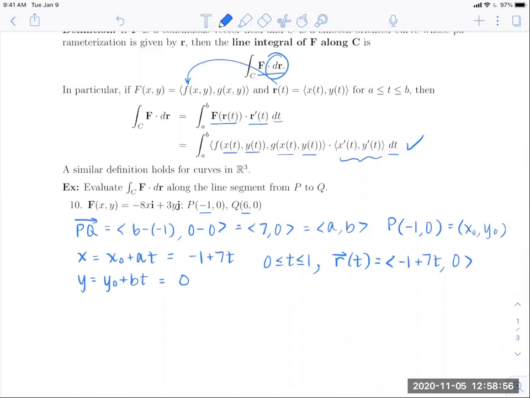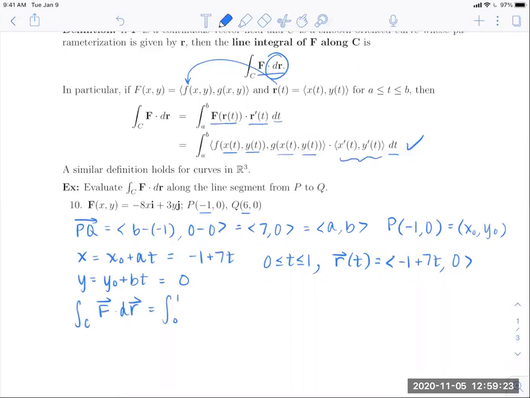All right, so what we have now is our vector field F and our parameterization r, and now we can get started setting up our line integral. We want to compute the integral over C of F dot dr. We're going to use our restrictions on our parameter t for our limits of integration, so 0 to 1.